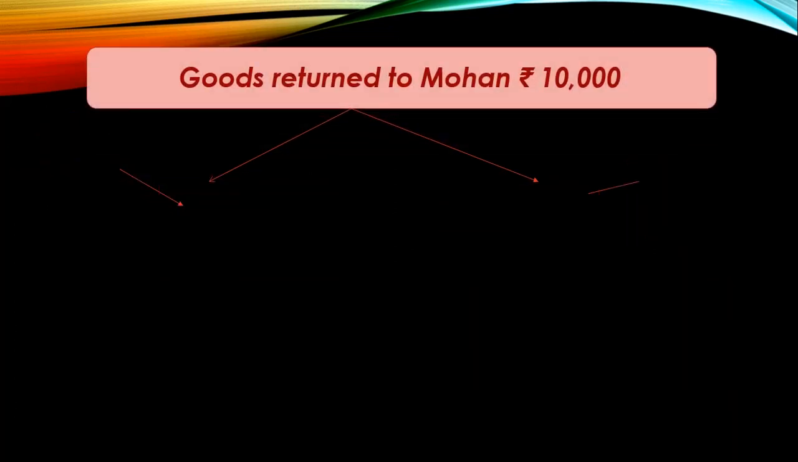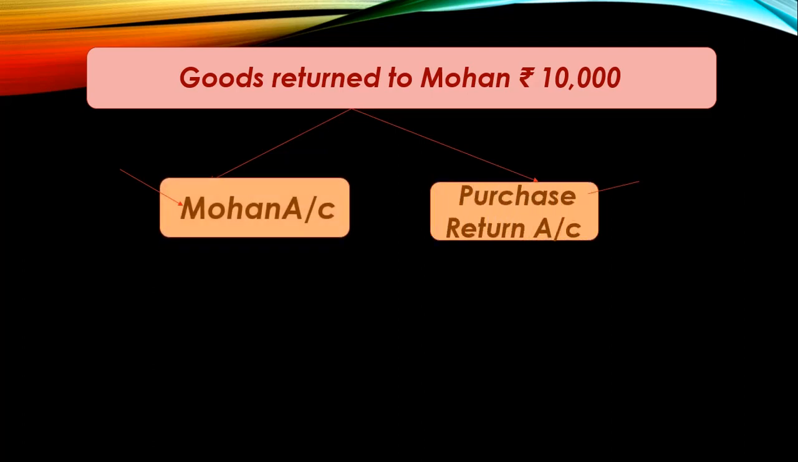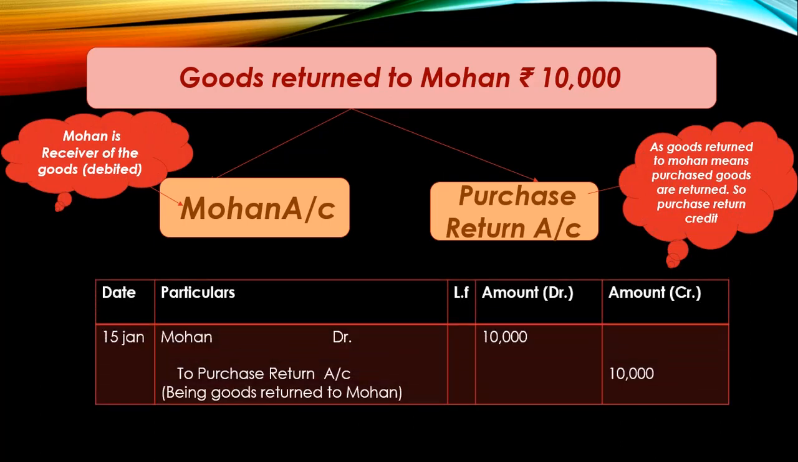Goods returned to Mohan. Goods returned to Mohan means we have purchased goods from Mohan and due to any defect or any problem we have returned goods to Mohan. Means purchase return and Mohan is there. So the entry will be Mohan debit to purchase return account because Mohan is the receiver of the goods. Now debit the receiver.